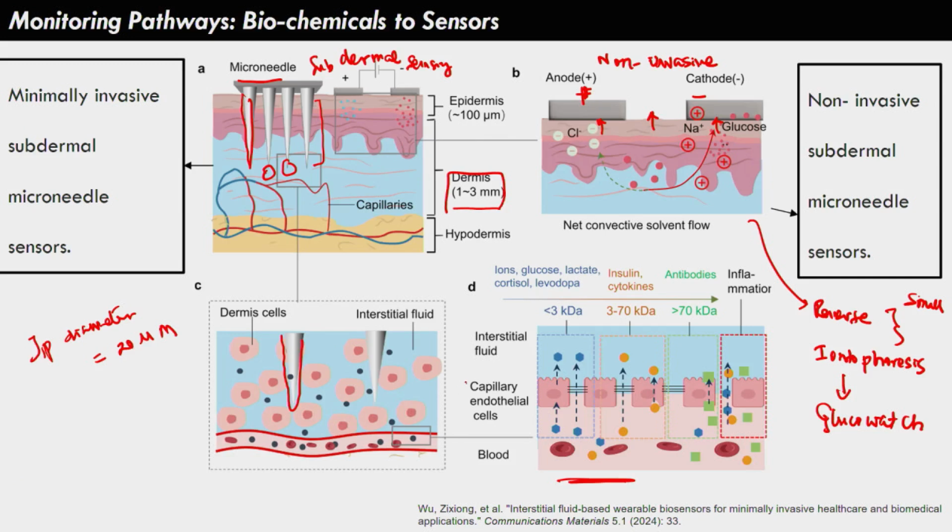Anyway, if you look at the fourth picture here, it shows the capillary endothelial cells, and it tells us that molecules of very small size easily leak out of the capillaries, where the blood flows, into the interstitial fluid. So these are the molecules that we can easily monitor: ions, glucose, lactate, cortisol, levodopa, insulin, which is slightly larger, even antibodies, and then the inflammatory biomarkers, which are large in size, but still under certain circumstances you can also monitor them.